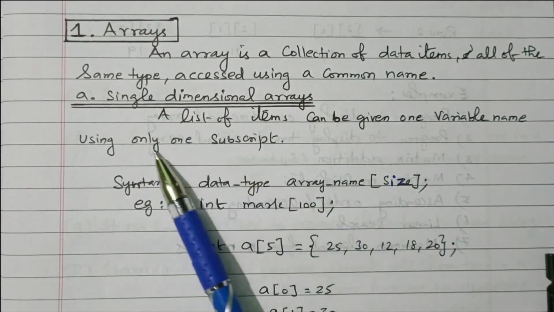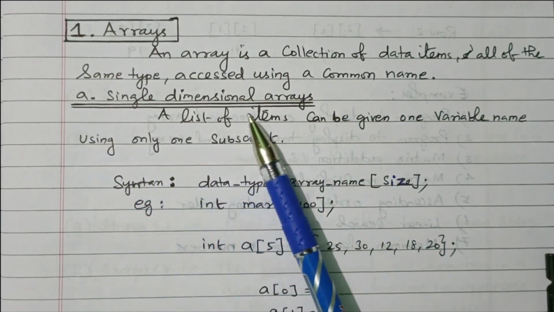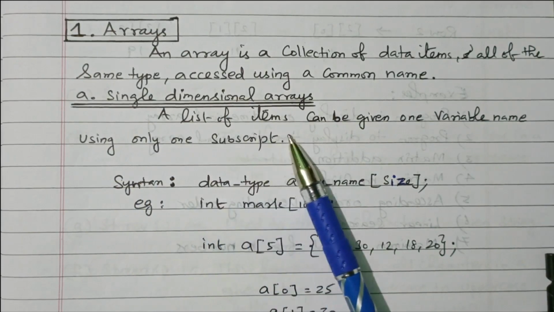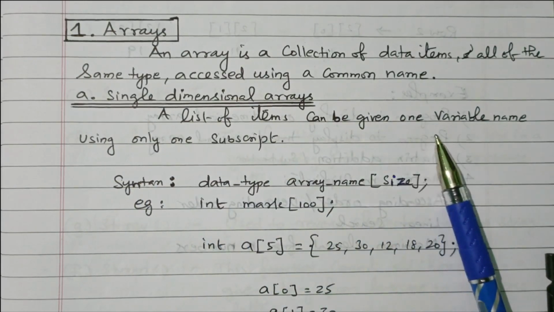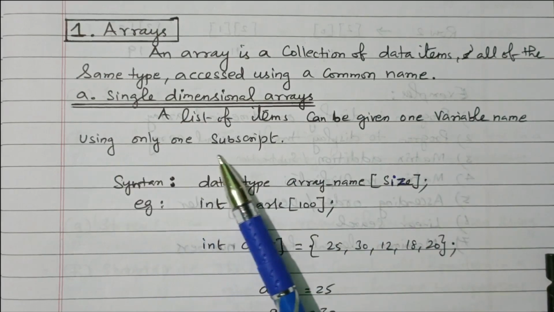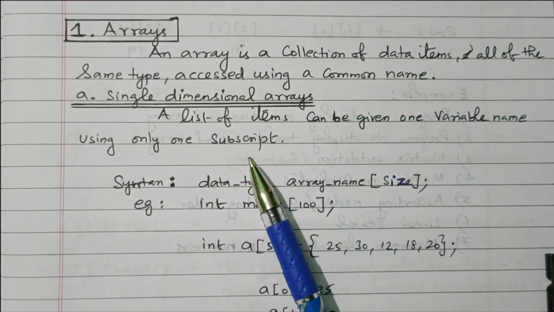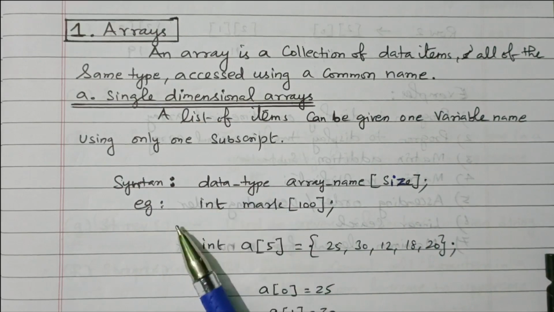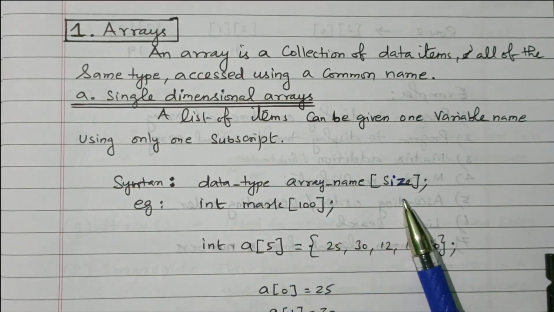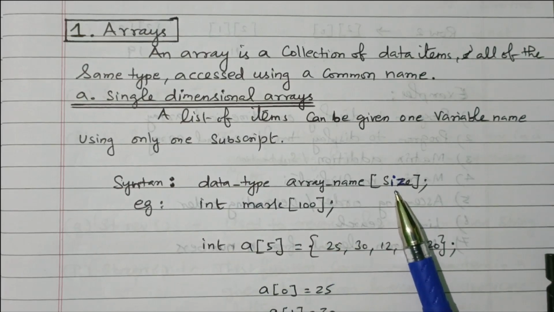So there are two types available. The first type is the single dimensional array. A single dimensional array means a list of items can be given one variable name using only one subscript. Only one subscript is available. We'll see the syntax: data type, array name, size. Only one size is there. This is called a subscript.